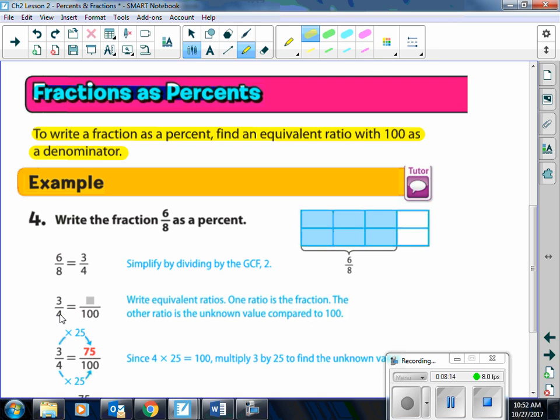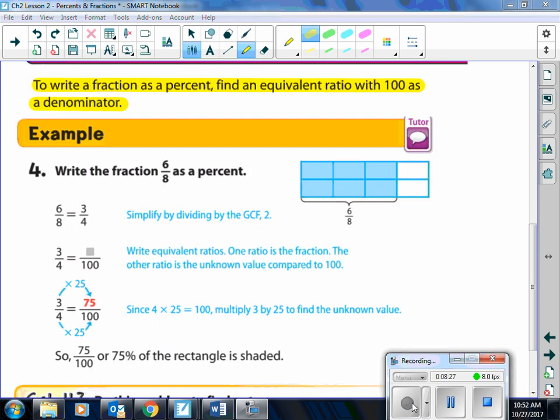Okay? So just like we said, percent means per 100. In order for us to change a fraction to a percent, we first need to write it as a fraction with a denominator of 100. So for example 4, it says write the fraction 6/8 as a percent. Well, I can't make 8 into 100, right? So here is where we're going to scale back and scale forward. So again, this is very similar to our ratio tables.